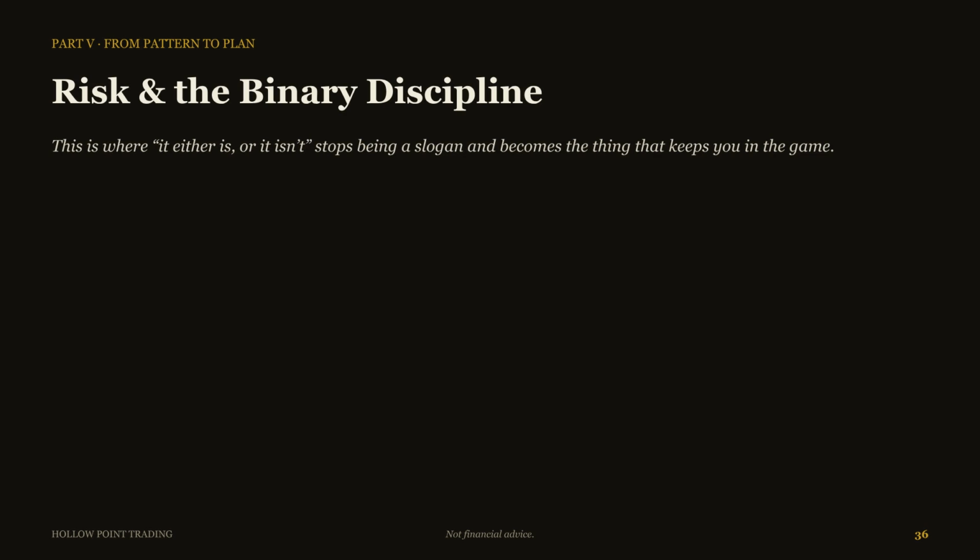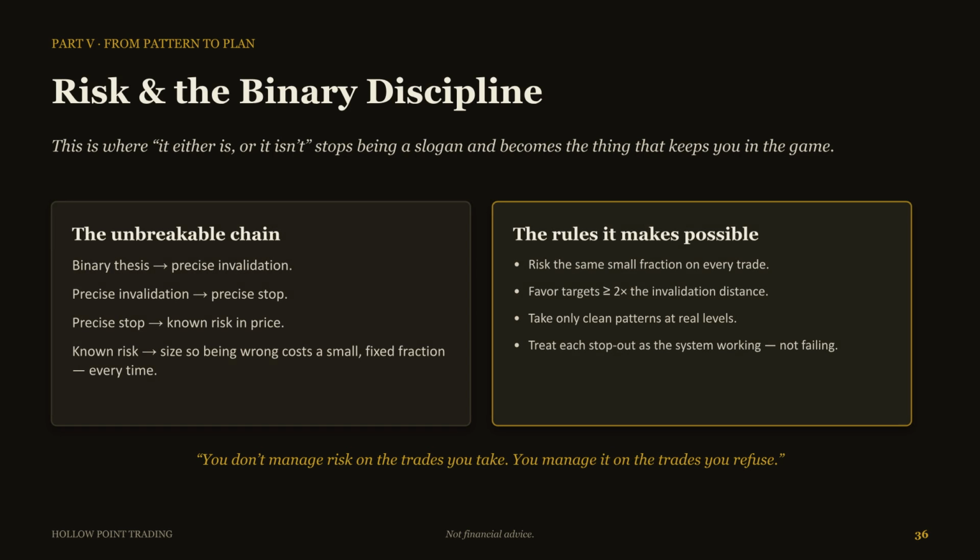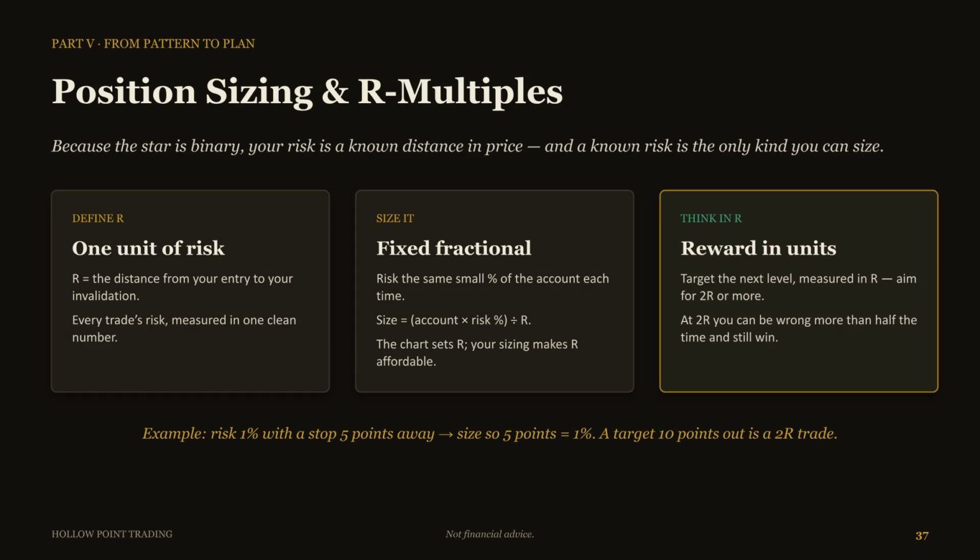Binary discipline creates an unbreakable chain, from a binary thesis to a precise invalidation and stop, which leads to known risk and proper sizing. This allows you to risk a small, fixed fraction on every trade and accept stop-outs as the system working, not failing. Define R as 1 unit of risk, the distance from your entry to your invalidation. Size your position using fixed fractional risk, ensuring your stop is affordable.